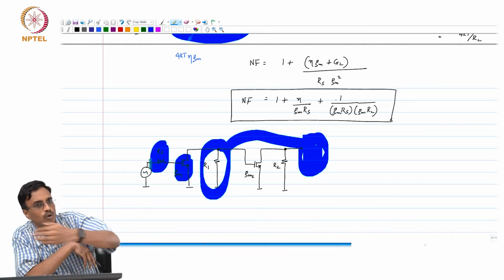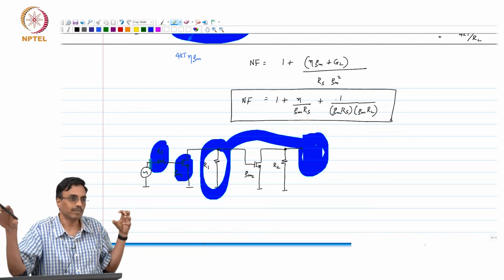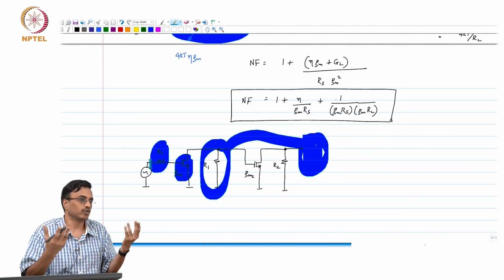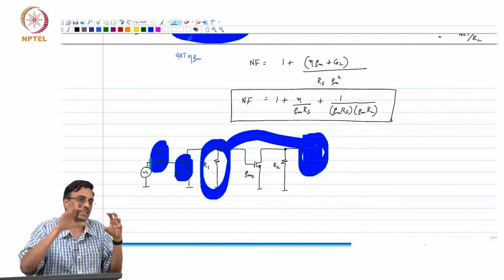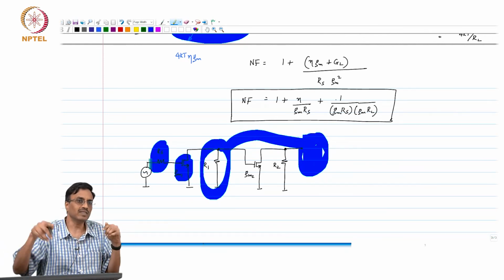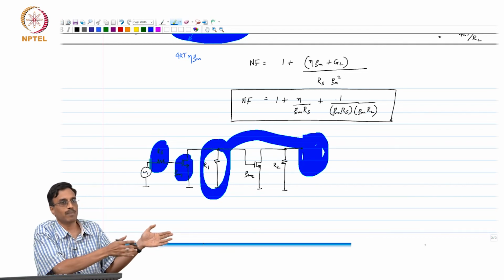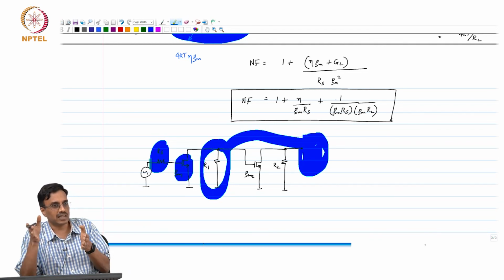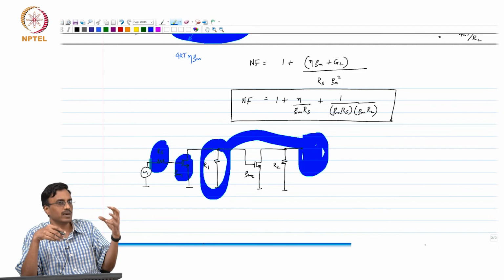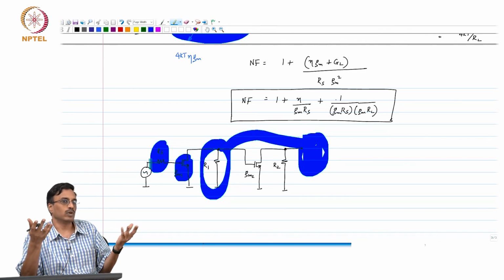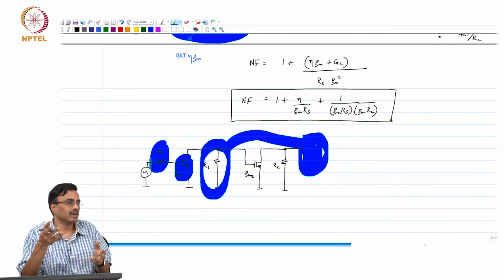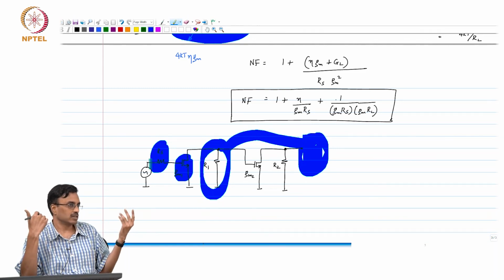And as you keep going further down the chain, let's say you have a long cascade, right? The noise figure is going to be, if you have a cascade of amplifiers, each one amplifying the signal, and of course also amplifying noise from preceding stages. Which of the stages would you expect is the most critical as far as the noise is concerned? The first stage, right? Okay.